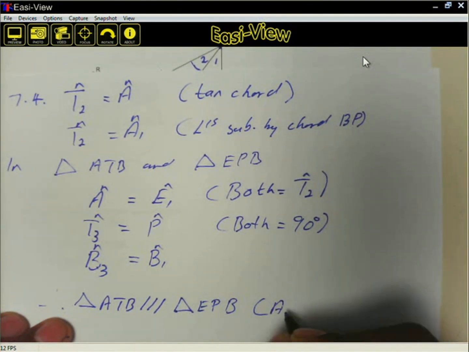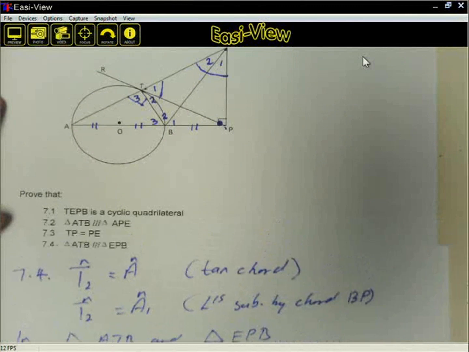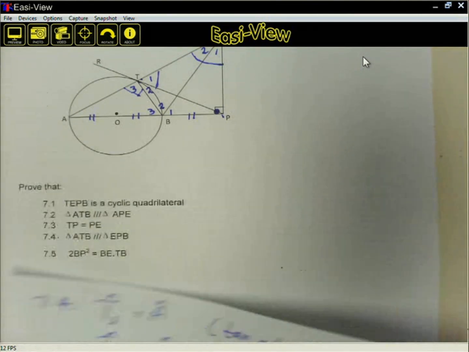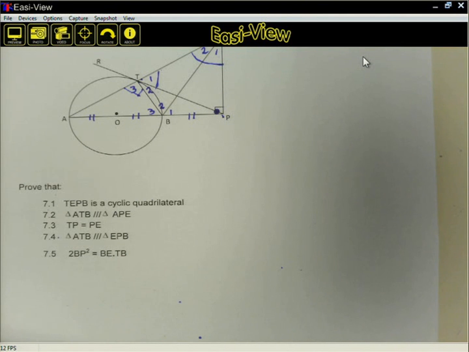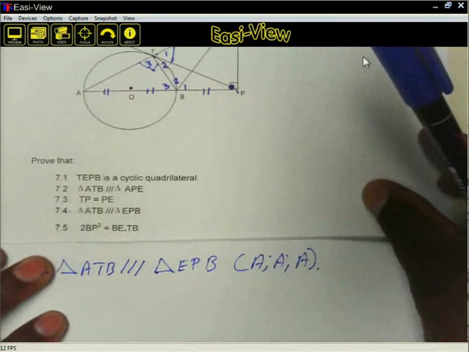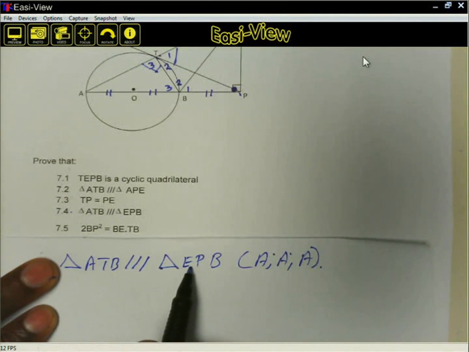Why do we say they are similar? Angle, angle, angle. I think we have proven that part. That was 7.4: prove that ATB is similar to EPB. We have proven that ATB is similar to EPB. The last part of the work problem. Here we are, 7.5. We have already proven that ATB is similar to EPB.